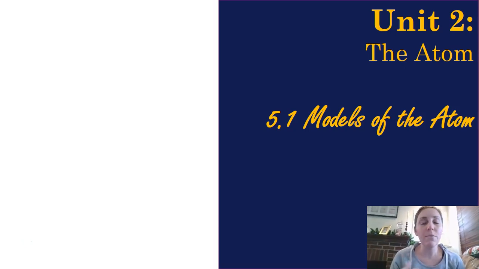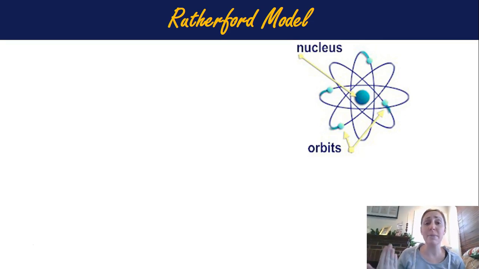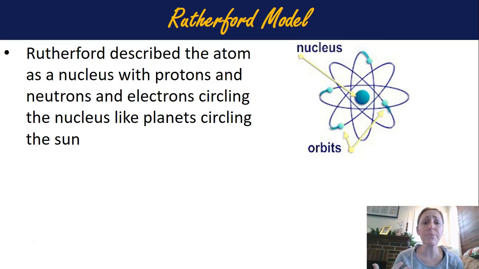Where we last left off, we just knew that electrons were surrounding the nucleus, so we're going to build that a bit more. Where we left off was the Rutherford model, and that was after he shot alpha particles at the gold foil. He had some of them come back, but most of them went straight through, so he knew that the atom was a nucleus with protons and neutrons in the center, and the electrons were circling around the nucleus, and he kind of thought of them like planets circling the sun.